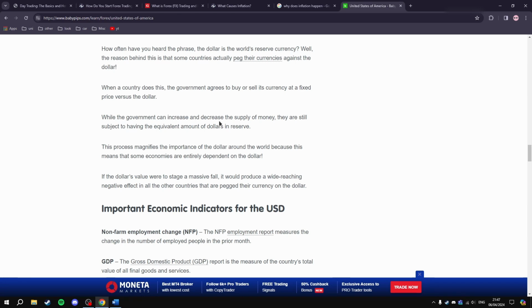While the government can increase and decrease the supply of money, they are still subject to having the equivalent amount of dollars in reserve. This process magnifies the importance of the dollar around the world because this means that some economies are entirely dependent on the dollar. If the dollar's value were to stage a massive fall, it would produce a wide-reaching negative effect in all other countries that have pegged their currency on the dollar.